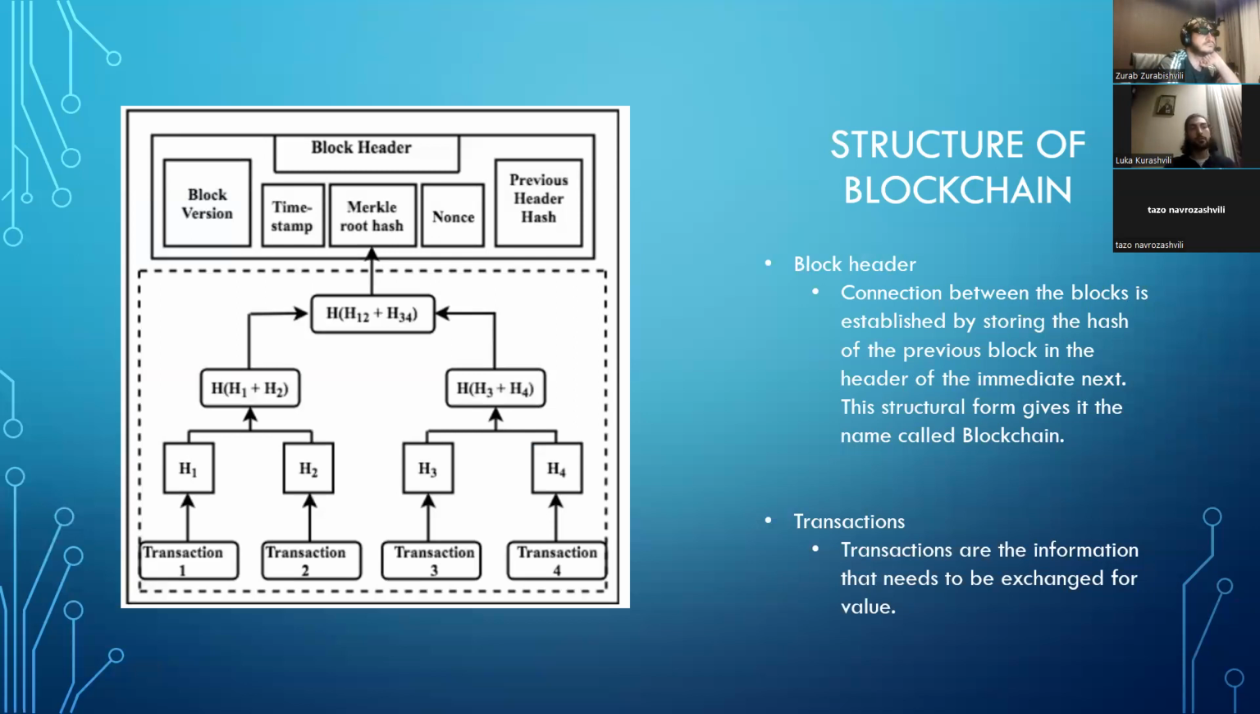The block header is composed of 5 fields: previous block hash, nonce, block version, timestamp, and Merkle tree root hash. Transactions are the information that needs to be exchanged for value. Once a specific node called a miner creates the new block after computing the appropriate hash, the transaction within it is communicated to the other nodes in the network.